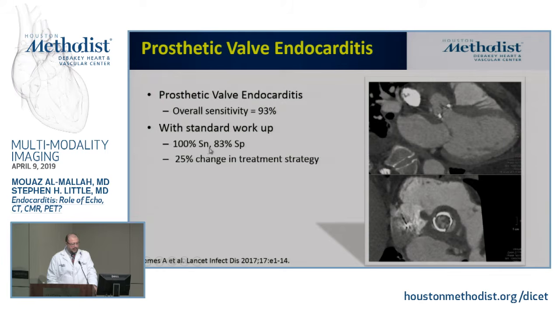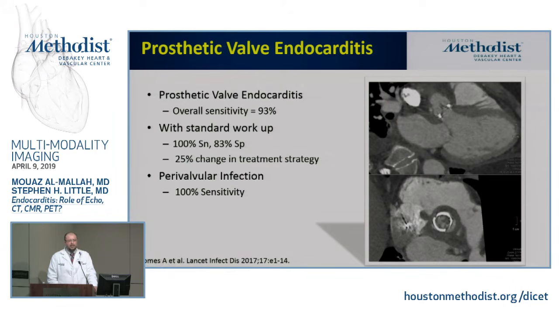When you look at the standard workup, the sensitivity is 83%, and there is a 25% change in treatment plan based on the finding when you do CT and you find the extra valvular involvement in these patients. And also for the perivalvular infection, there is good accuracy for that.